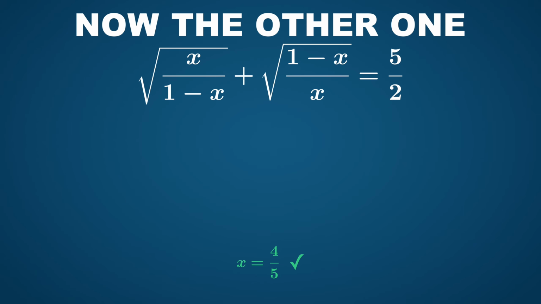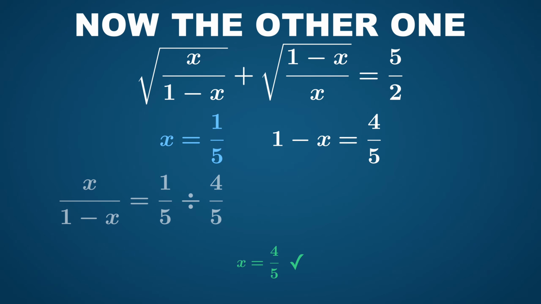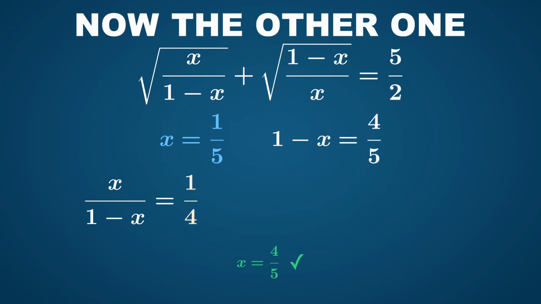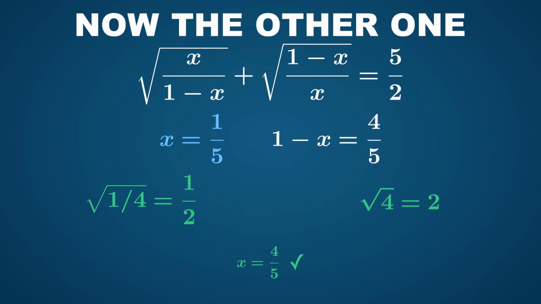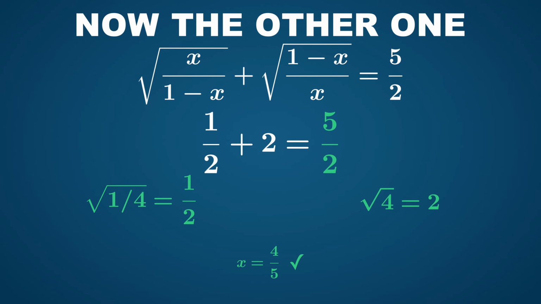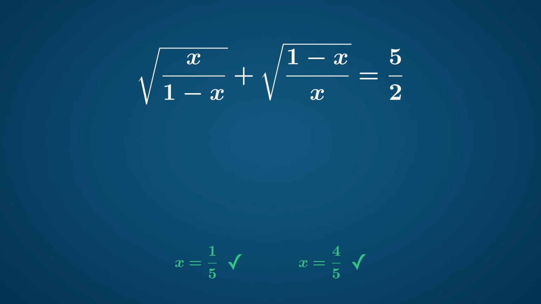Now we check the second value, x equals 1/5. If x is 1/5, then 1 minus x is 4/5. The first fraction is 1/5 divided by 4/5. We already know that division equals 1/4. So the first term is the square root of 1/4, which is 1/2. The second fraction is 4/5 divided by 1/5. That equals 4, and its square root is 2. This time the terms are 1/2 and 2. 1/2 plus 2 is again 5 over 2. So x equals 1/5 also satisfies the original equation.